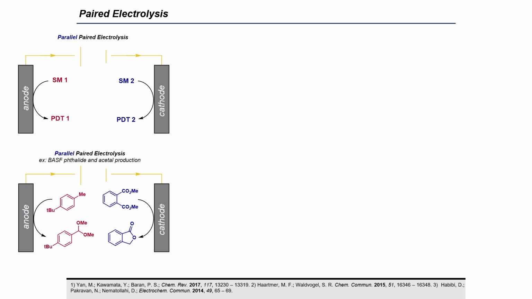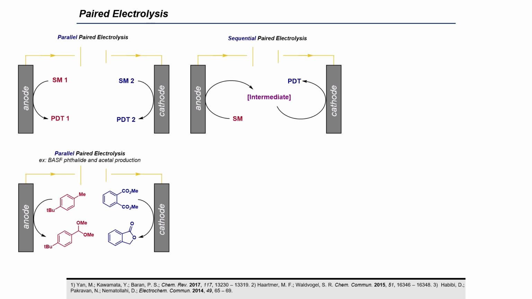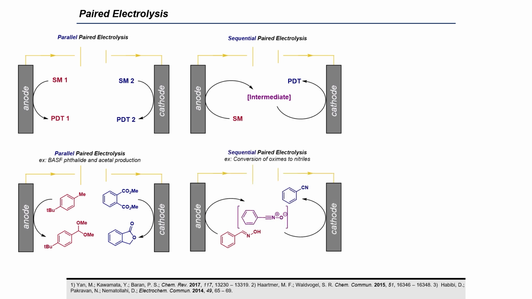Next, there is sequential paired electrolysis, where a starting material is oxidized to an intermediate which is then reduced to afford a product, and vice versa. A great example of this is the electrochemical conversion of oximes to nitriles. This proceeds first via anodic oxidation of the oxime to the nitrile oxide, and then subsequent reduction of that species to the desired nitrile. Overall, the process is redox neutral, as the product and the starting material are in the same oxidation state, but proceeds via a paired oxidation and then subsequent reduction.